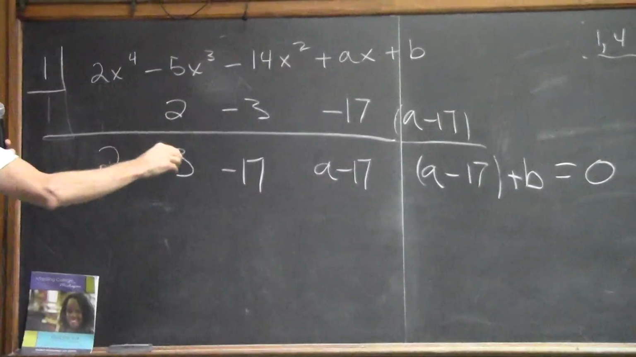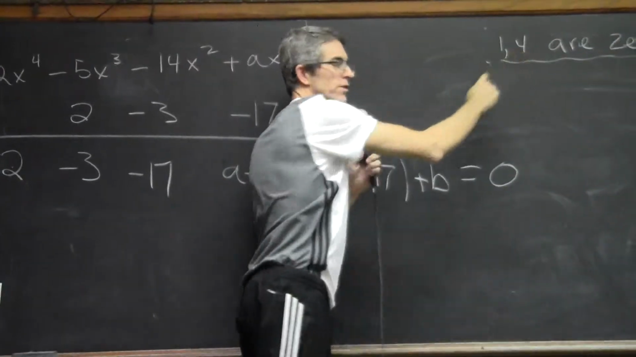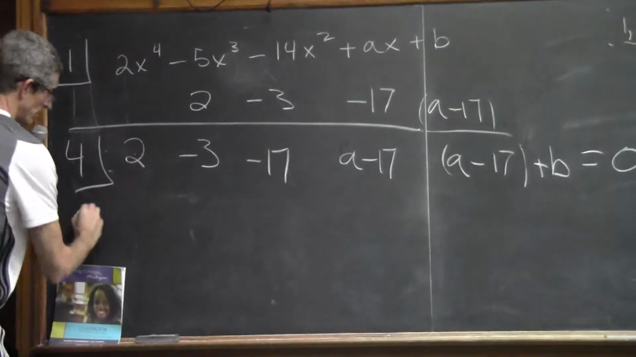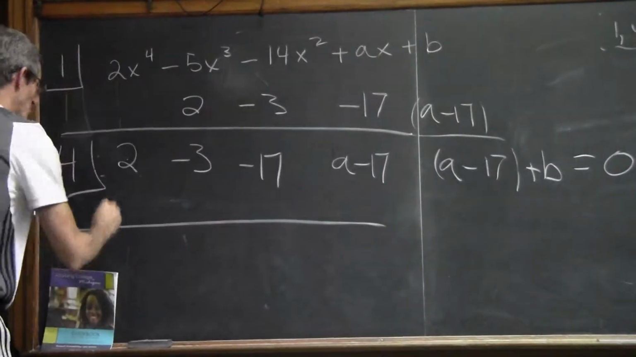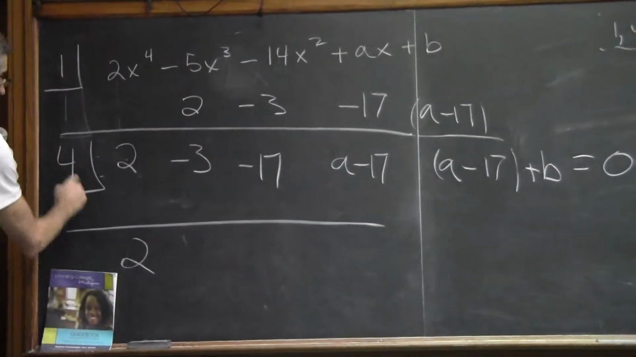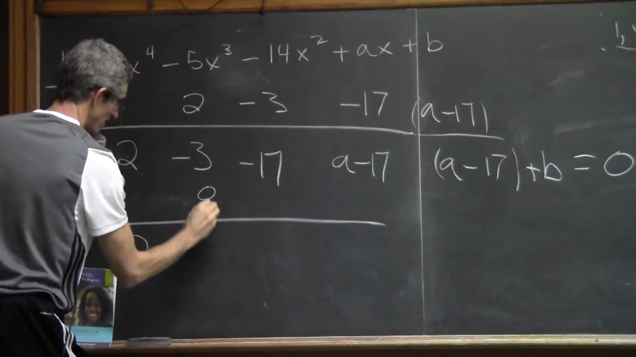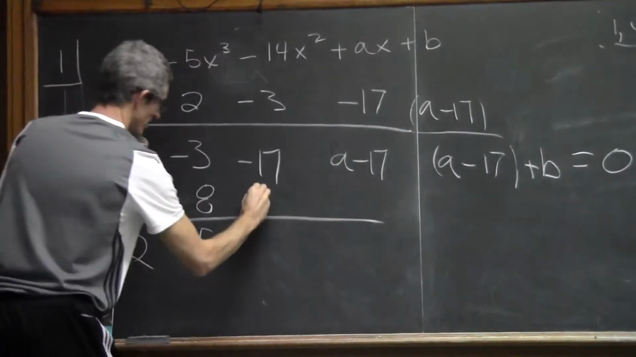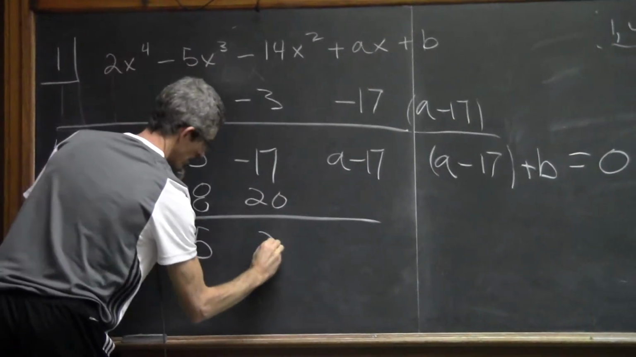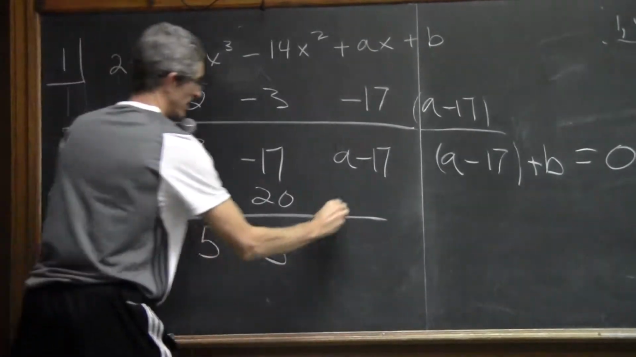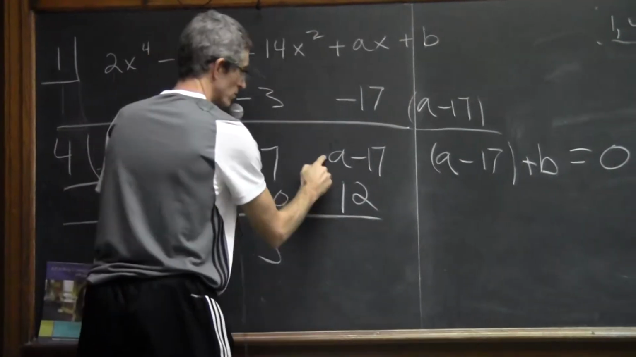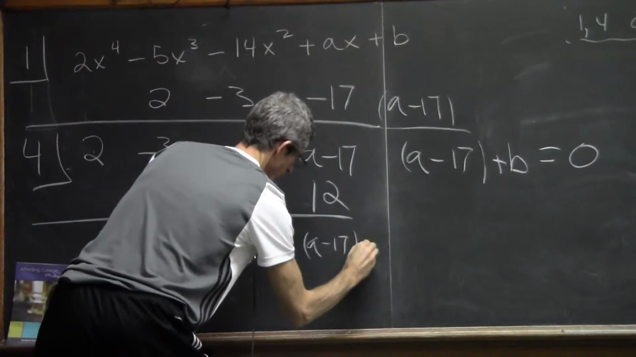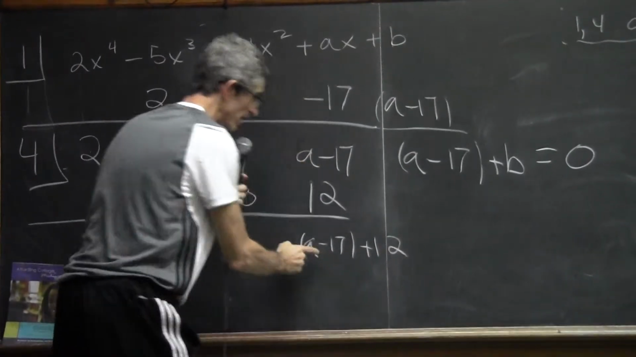So let's do this whole thing again, and we can divide by 4 this time, because 4 is also a 0. So I'm going to bring down the 2. 4 times 2 is 8. Negative 3 and 8 is 5. That's 20. That's going to be 3. That's 12. So a minus 17 plus 12, that's the remainder.